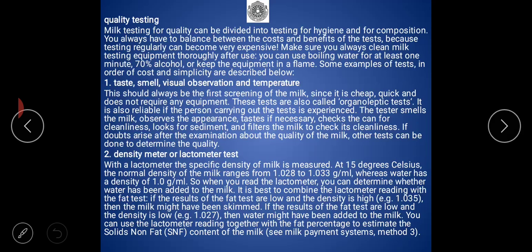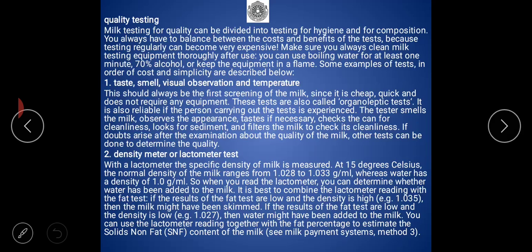The tester smells the milk, observes the appearance and tastes if necessary, checks the can for cleanliness, looks for sediment and filters the milk to check its cleanliness. If doubts arise after the examination about the quality of the milk, other tests can be done to determine the quality. Second one, density meter or lactometer test.